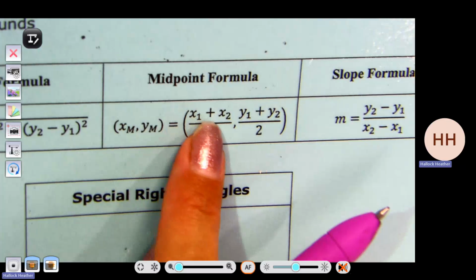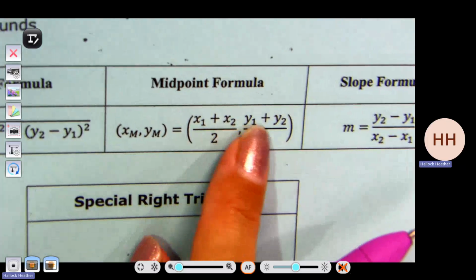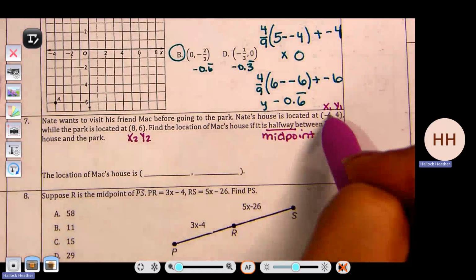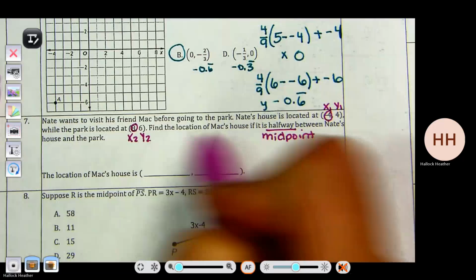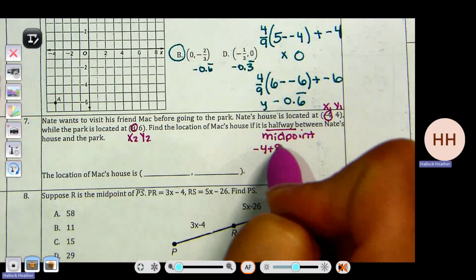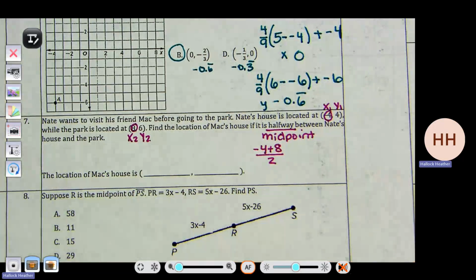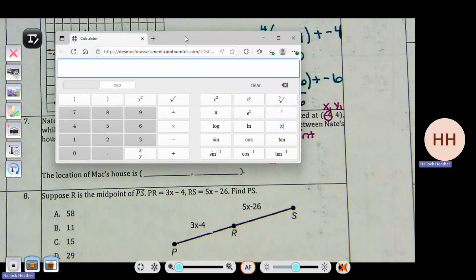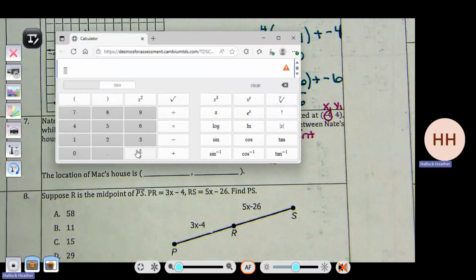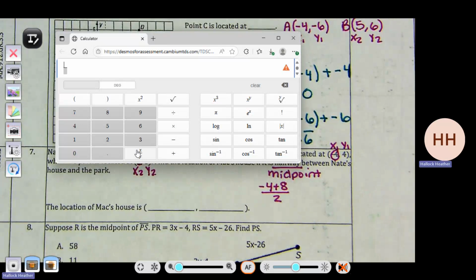We're going to take the x's, we're going to add them, and divide by 2. And take the y's, we're going to add them, divide by 2. So if I take my x's, I have -4 and 8. So I have -4 plus 8, and I'm dividing by 2. If I use Desmos, type this in because this is the calculator you get on the test anyways. -4 plus 8 over 2. You get 2.